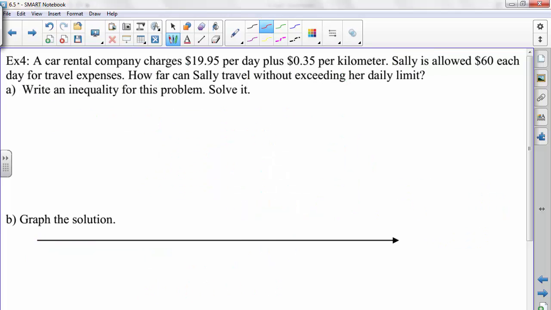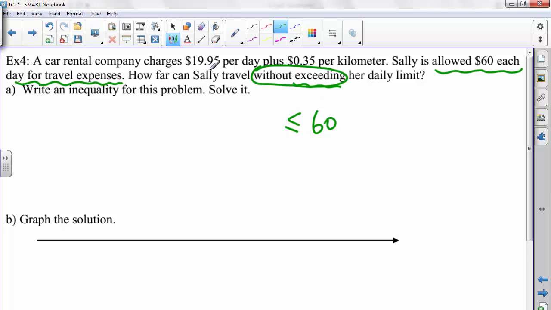Let's look at an example 4. A car rental company charges $19.95 per day plus 35 cents per kilometer. Sally is allowed $60 each day for travel expenses. That's the daily expenses for her travel. How far can Sally travel without exceeding? Without exceeding, that means she cannot go over $60. So her total expense should be less than or equal to 60.